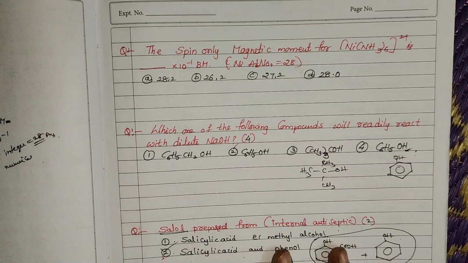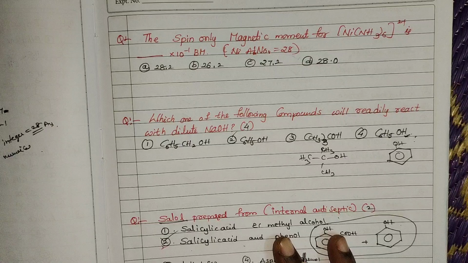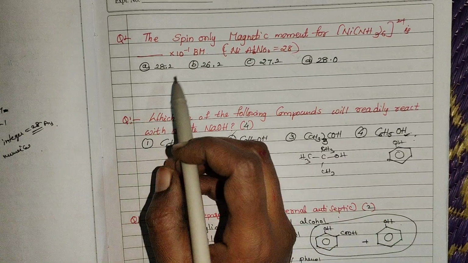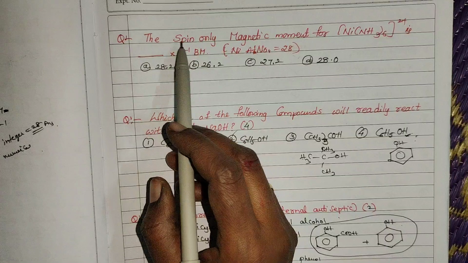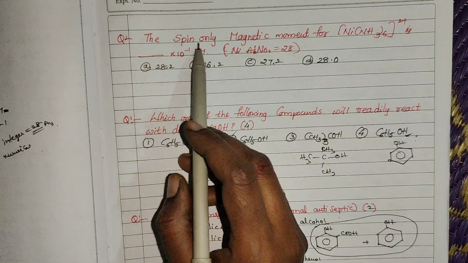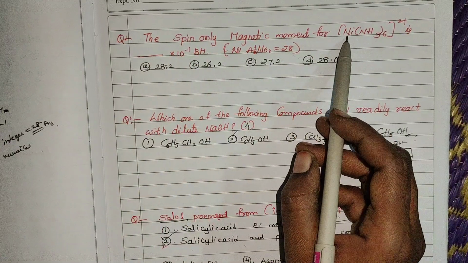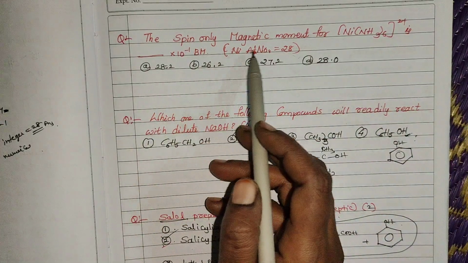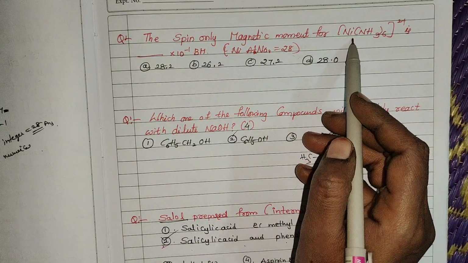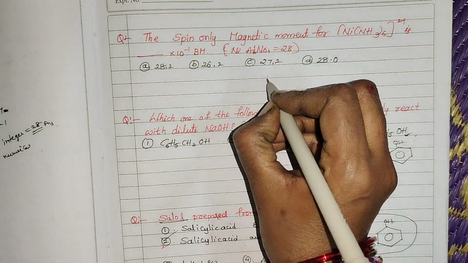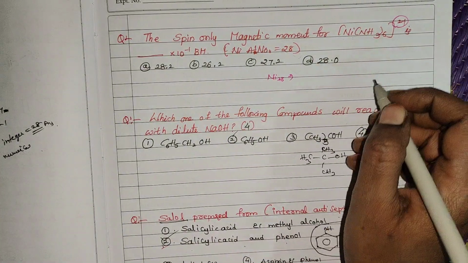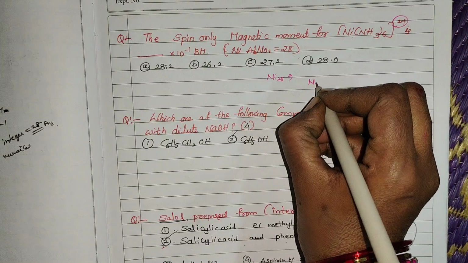And next, one more important question. Now only I said, right? Spin only magnetic moment type of questions are compulsory. So you may expect this type of question also. Very, very important. The spin only magnetic moment for this nickel complex. Okay, what is the value? First we have to write the nickel atomic number. What is that, beta? 28. Nickel atomic number is 28, and here it is showing a +2 charge, meaning we have to write Ni 2 plus.